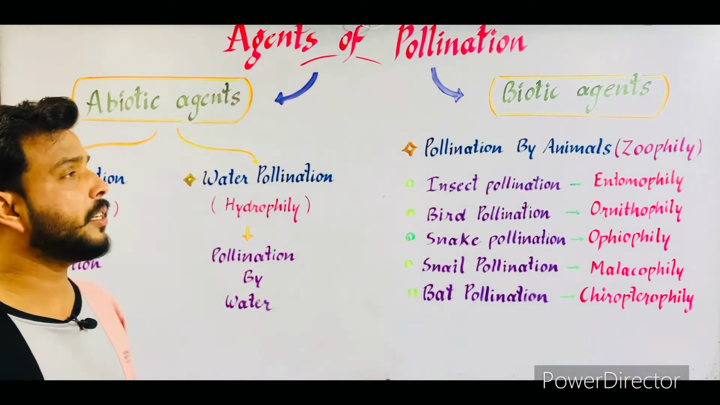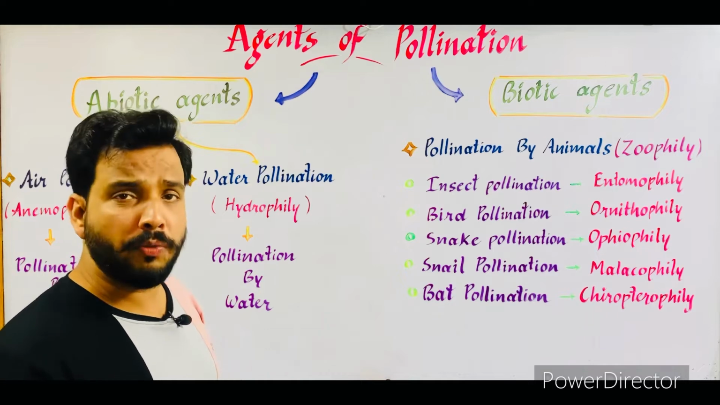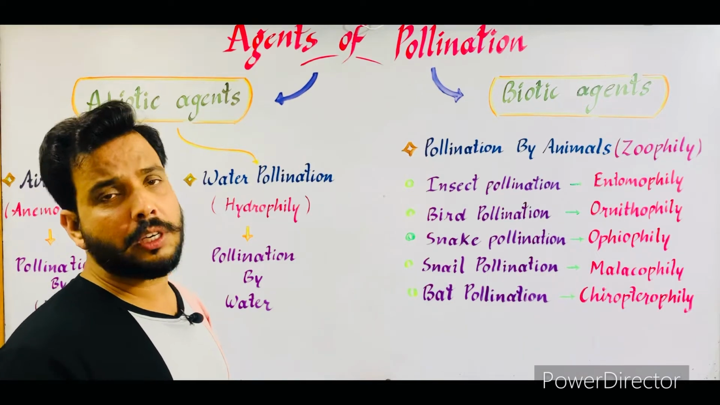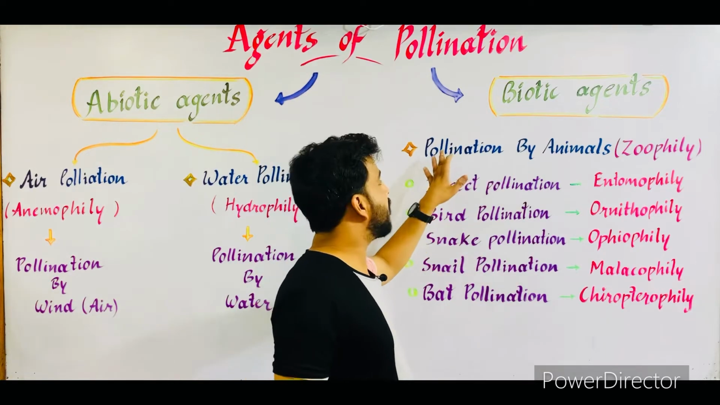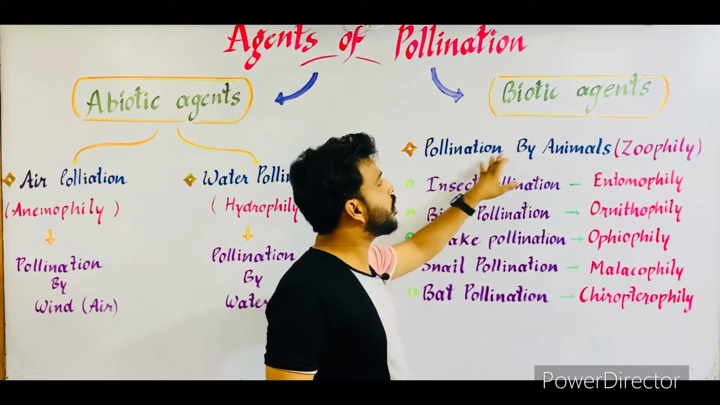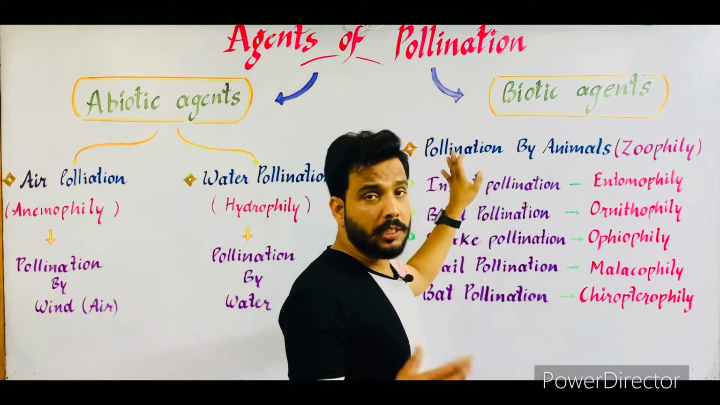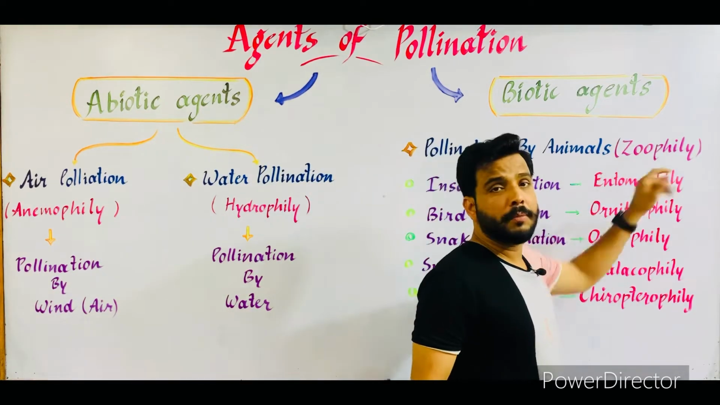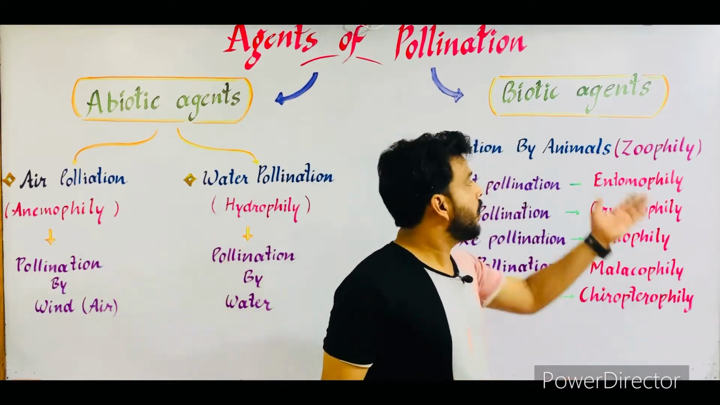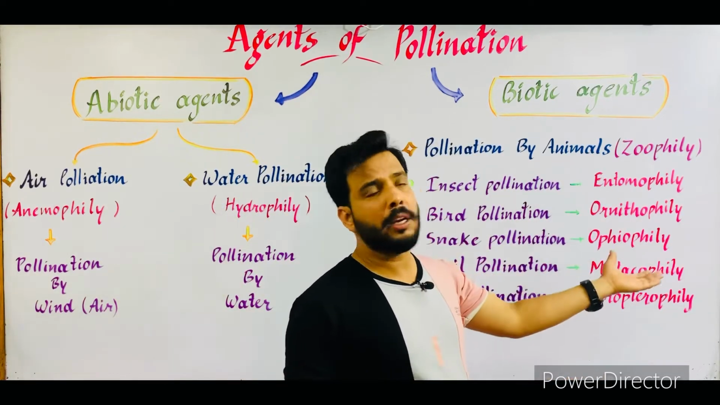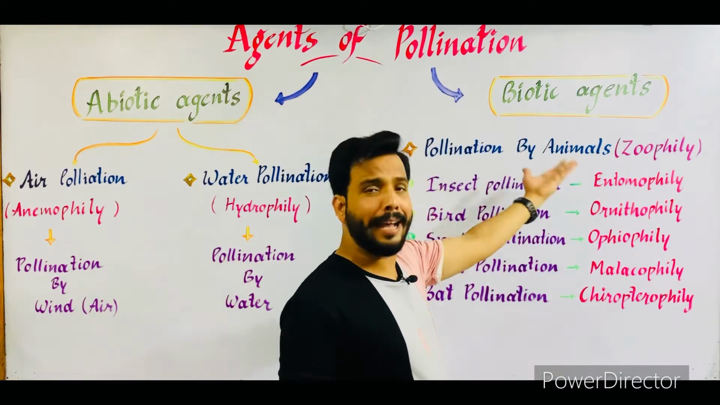What are the biotic agents? Biotic means the living agents. Especially animals are involved in the process of pollination. So in pollination by animals, the main biotic agent is the animal. Pollination by animals comes under the biotic agents, and the scientific term is zoophily. For air, anemophily; for water, hydrophily; for animals, it's zoophily. Zoo means animal, so zoophily is the term used for pollination by animals.